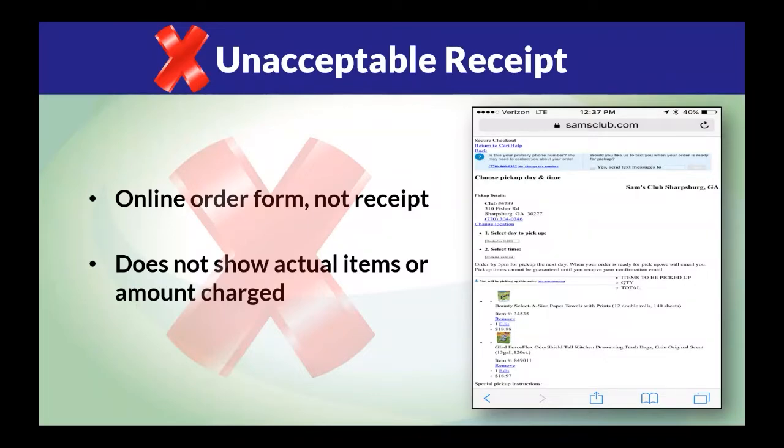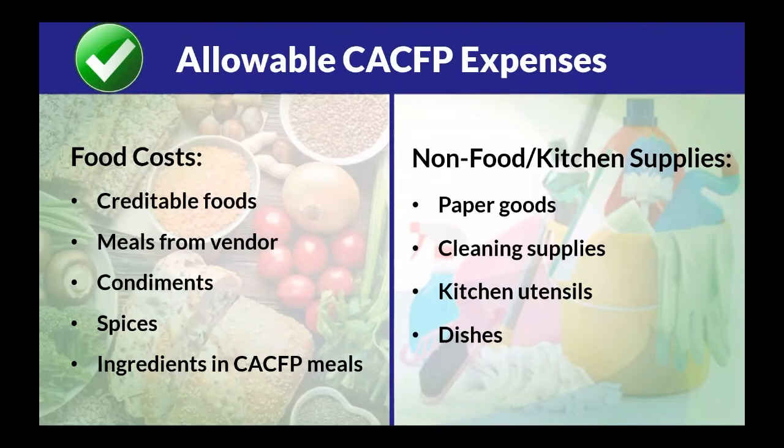Now that you know what an acceptable receipt must include, let's discuss the next step of identifying costs into different categories. To do that, let's briefly discuss different costs on receipts.